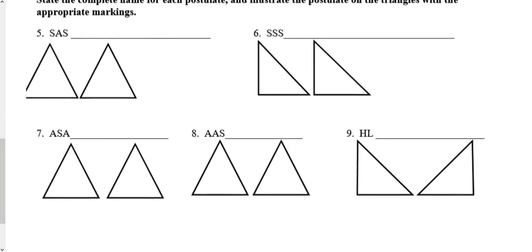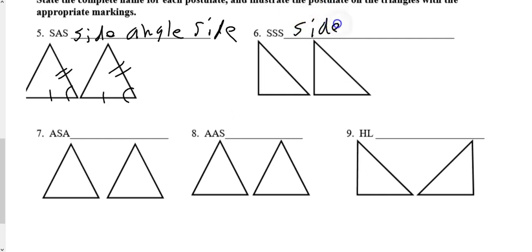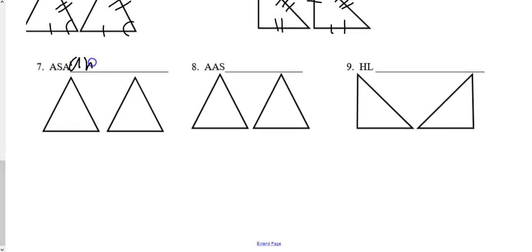All right. SAS, what does it stand for? It stands for side, angle, side. Now, how do we mark that? There's a multitude of ways. Side, angle, side. As long as the angle is in between, the angle is formed by the two sides we mark. This one is side, side, side. ASA means angle, side, angle. So we mark an angle, we mark a side, and then we mark the next angle down that line.